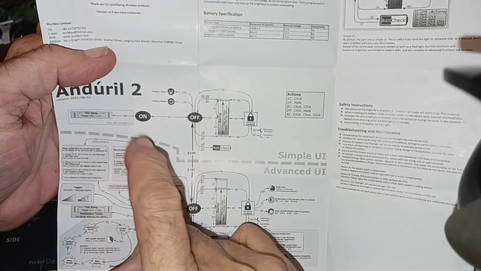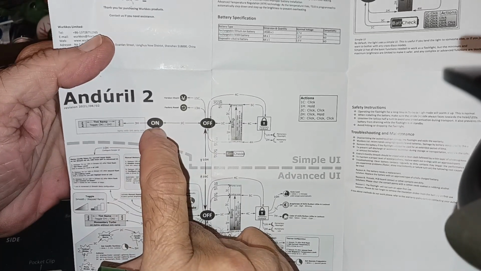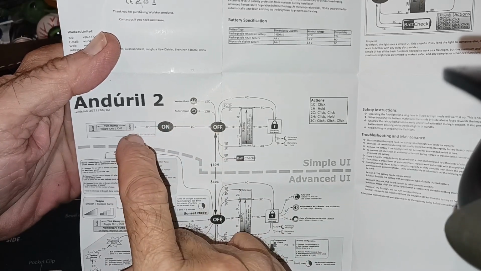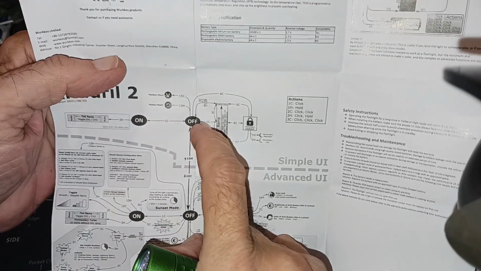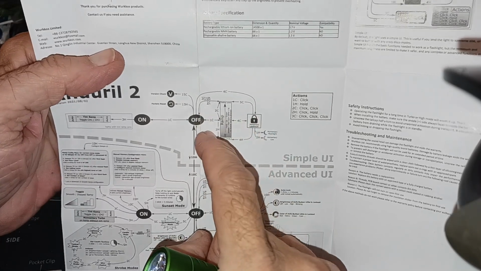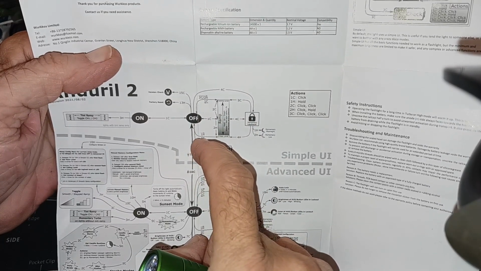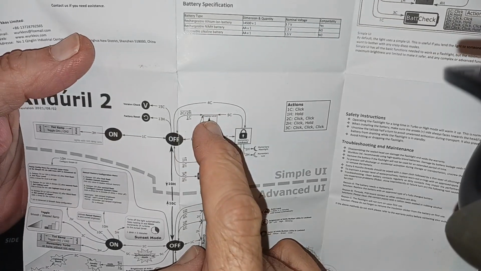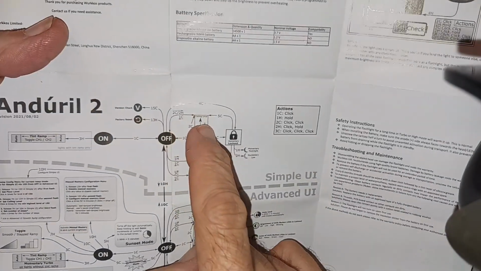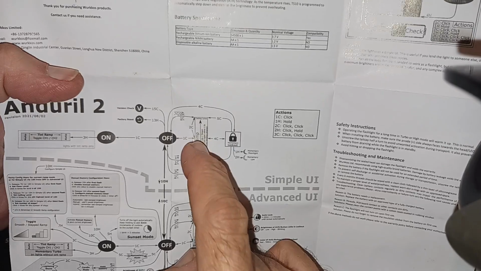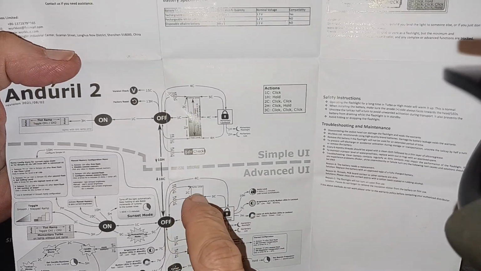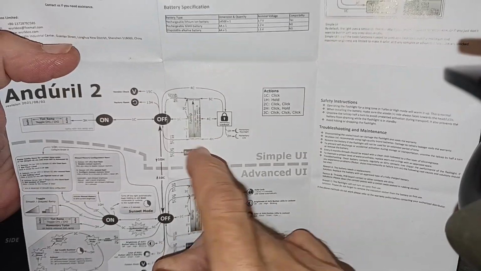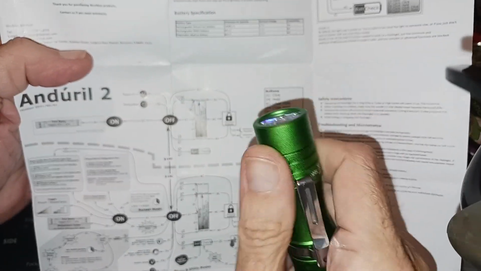From off. And all you can do from on in the simple interface of Anduril 2 is tint ramp, and then these other things. 1 click turns it on. 1 hold turns it on from low. So 1 click turns it on to the ceiling level, and the ceiling level is not the highest level. You're not going to get turbo in the simple one because turbo gets hot.